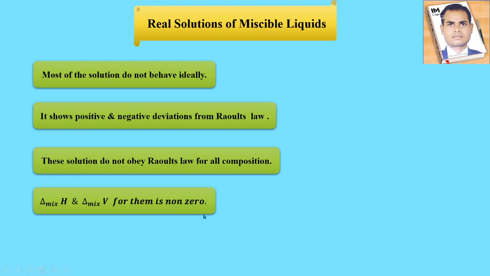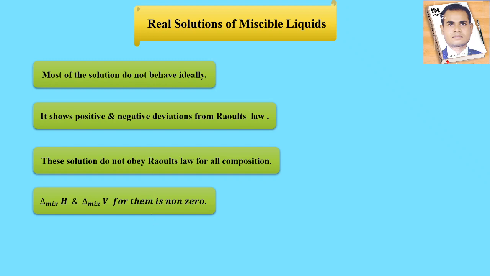These solutions do not obey Raoult's law for all compositions, whatever the composition of the solution. So delta mix H and delta mix V for them are non-zero. H is the enthalpy and V is the volume. So that will be non-zero. The real solutions of miscible liquids, all these things we have to see.